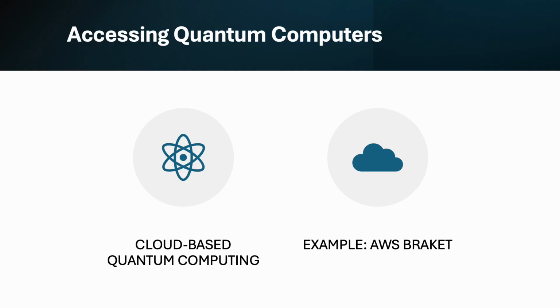Accessing quantum computers. Cloud-based quantum computing is available from IBM and Google. An example is AWS Braket, and obviously Amazon is simulating quite a few quantum computing services which are available to us.